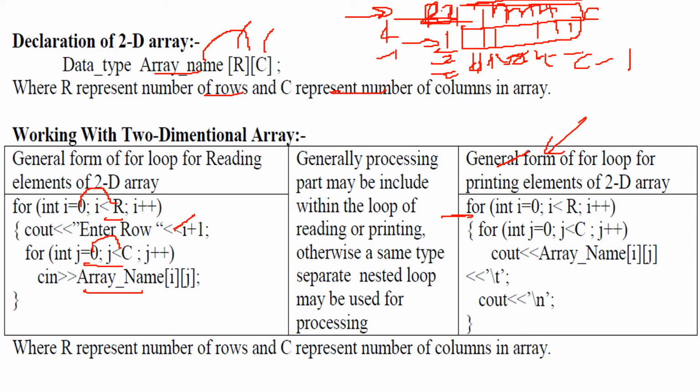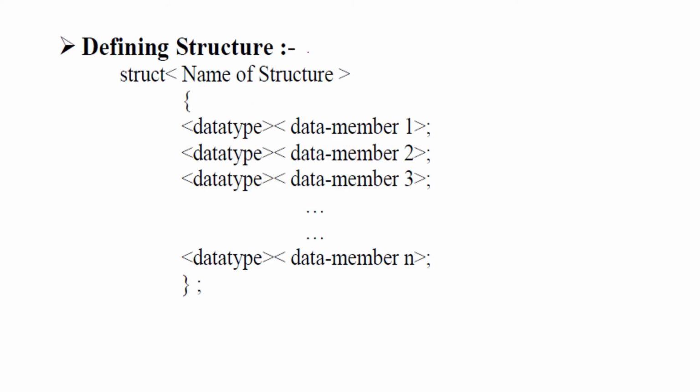This is for going to the row 0 to r, and inside this we come to each value of the column, and we print the values or whatever inside. Of course, the r and c are representing the number of rows and columns. How to define a structure?